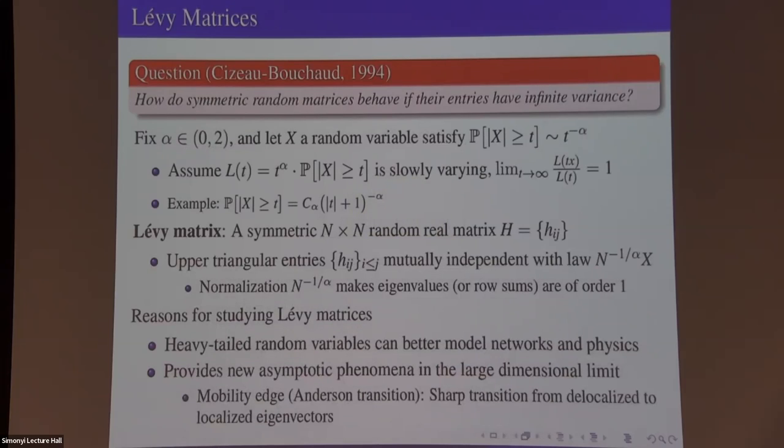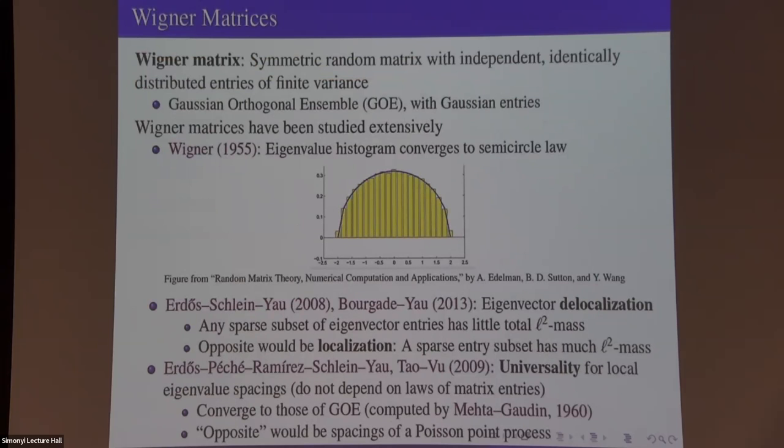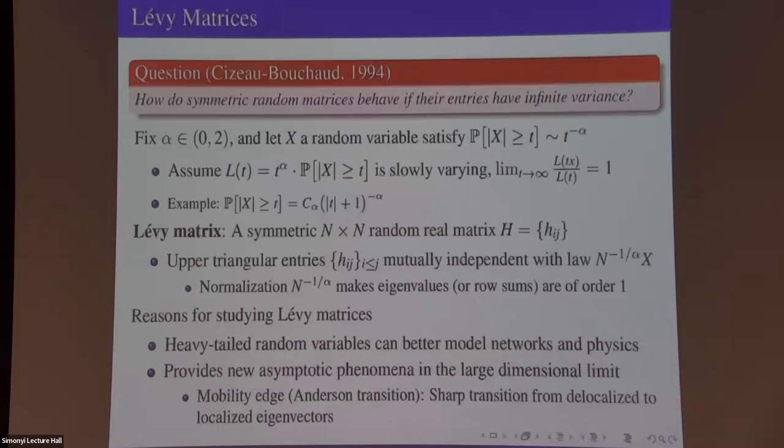Now these are concerning Wigner matrices, which are matrices whose entries all have finite variance. What I want to do is drop this assumption of finite variance. So the basic question of this talk will be: how do random symmetric matrices behave if their entries have infinite variance? Just to set notation, we'll fix a parameter alpha in (0, 2), which is going to tell me what the tail of my probability density is. I'll let X be some random variable that has tail t to the minus alpha. So the probability that X is at least t scales like t to the minus alpha.